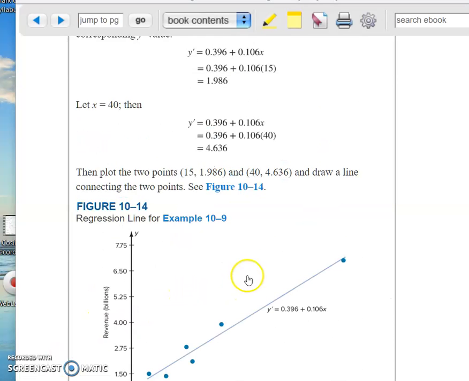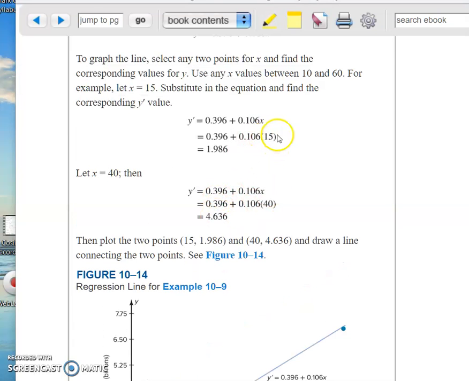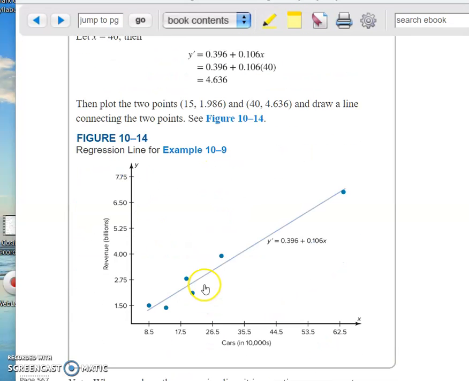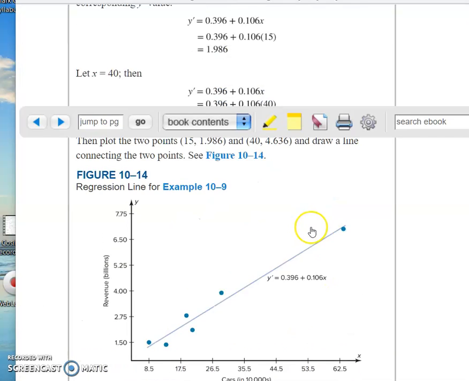Now, it's a little weird here, because what he's saying is that we've definitely got a point. X is equal to 15, y prime is equal to 1.986. So when we go here to 15, we should have an actual point, and I'm not seeing it. Okay, so I'm not sure. I think this cartoon here really doesn't correspond that well to his example.